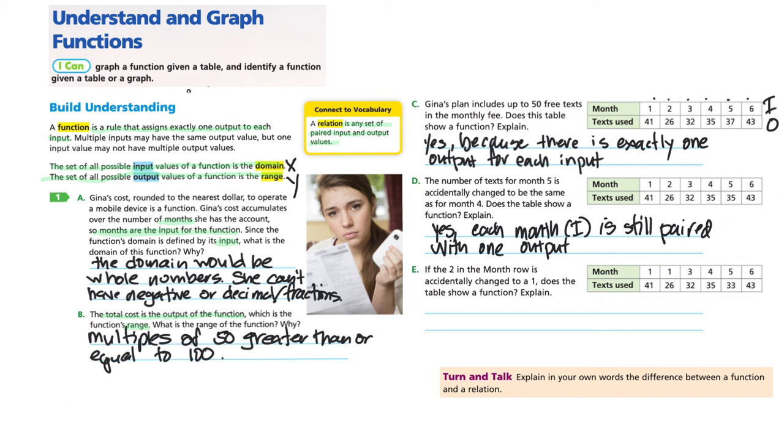And then E, if the 2 in the month row is accidentally changed to a 1, does the table show a function? So now you have, in month one, 41 and then also 26. So that's impossible. You can't have two different numbers of texts shown in the same month. So now, no, this is no longer a function. One of the input values is paired with two different output values.